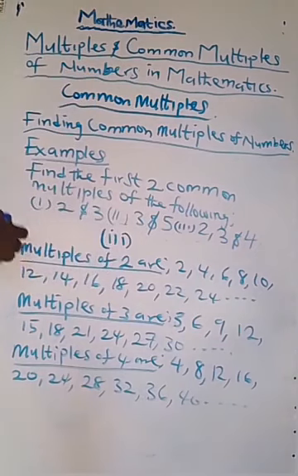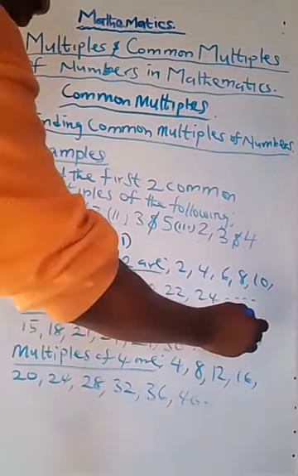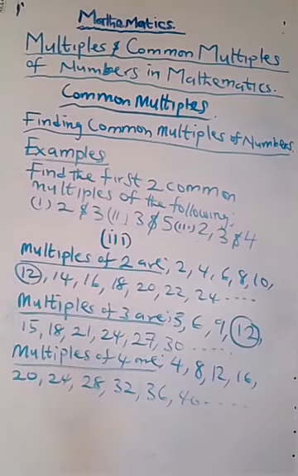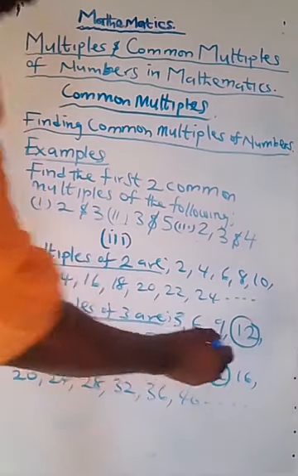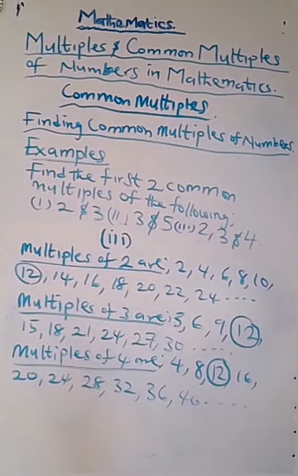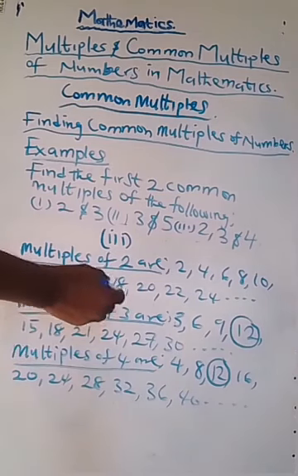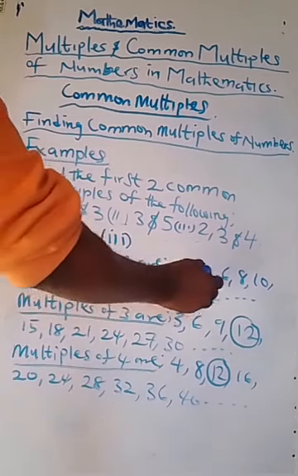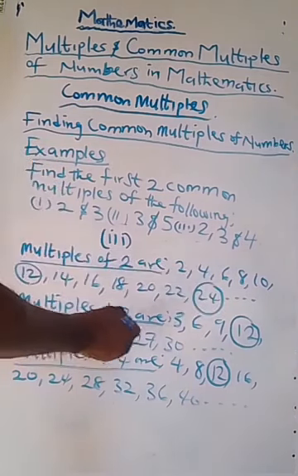Then let's go with 12. We have 12 here. We have 12 here. Alright? We also have 12 here. Let's look at the next one. If you pick 15, 15 is here. Let's look at 24. 24 is here. Alright? You can see 24 here. You can also see 24 here.